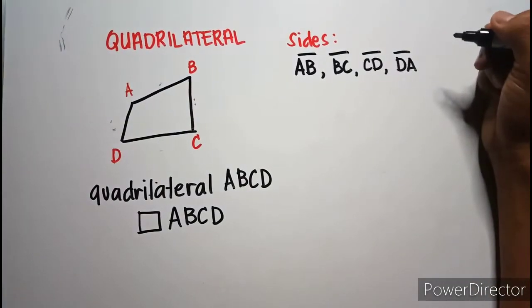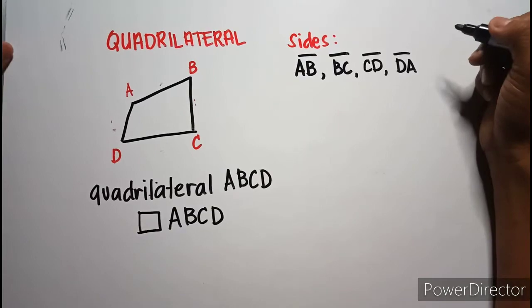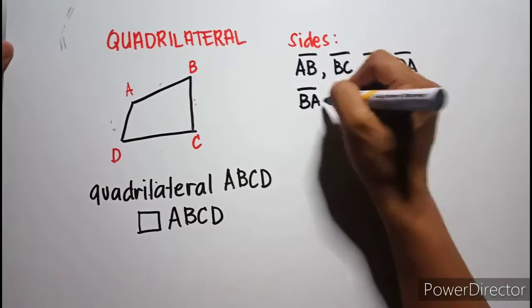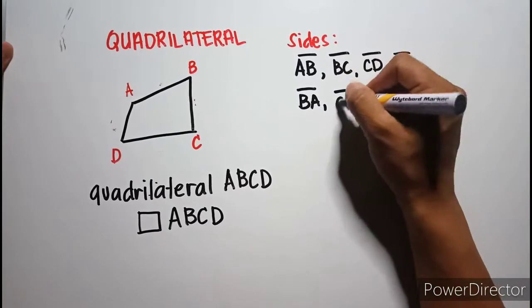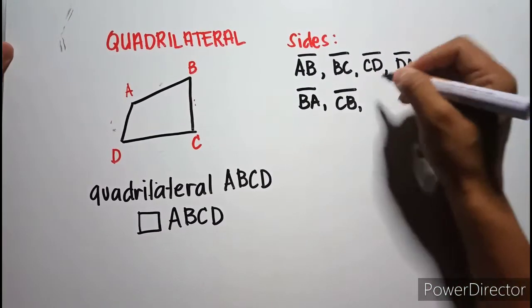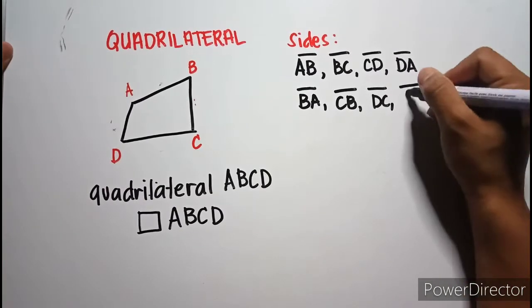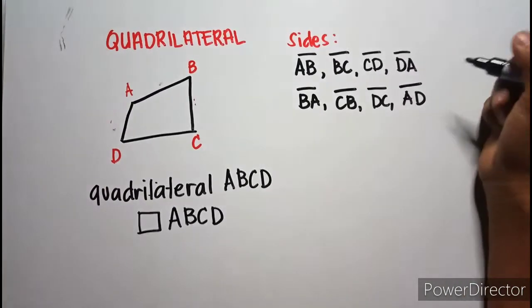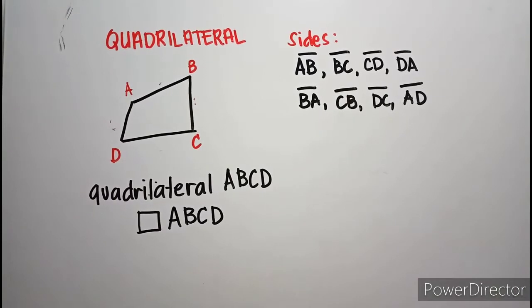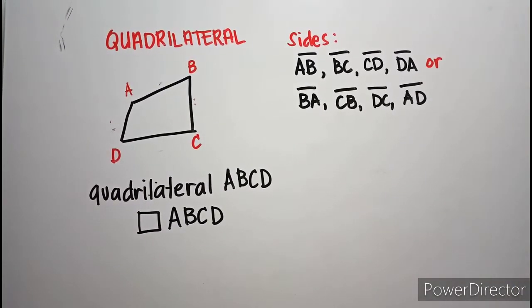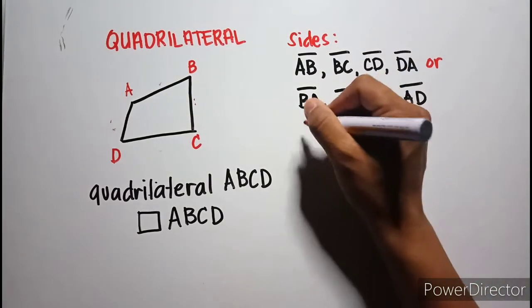Ngayon, pwede ba siyang magkapalit? Pwede. So, pwede siyang side BA, pwedeng side CB, pwedeng side DC, or pwede ring side AD. Okay, so yan ang pangalan ng ating 4 sides. So, lagyan natin dito ng OR. Okay? Now, how about our angles?